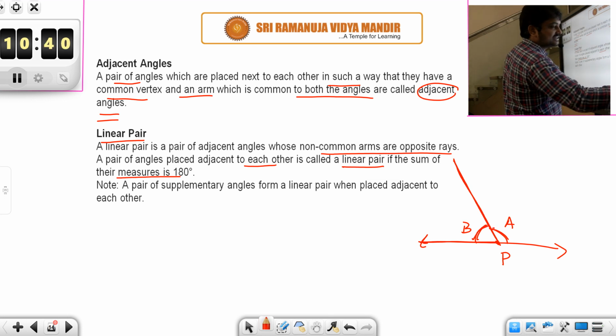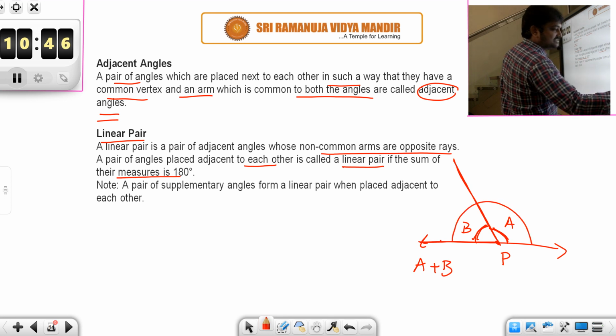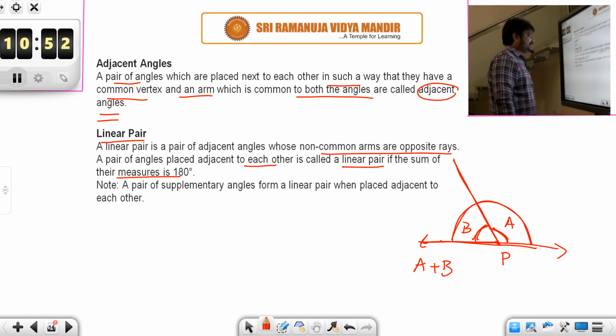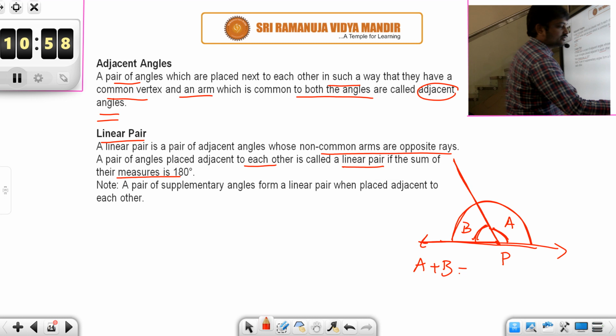That is, this angle measure and this angle measure sum. See, you could clearly see that the sum means this entire angle. And since these two arms are opposite in direction, this entire measure will be 180, a full straight line measure. So hence the sum of the measures will be 180 degrees. So whenever you come across this term linear pair, that means the sum of the angles should be a full straight angle that is equal to 180 degrees measure.